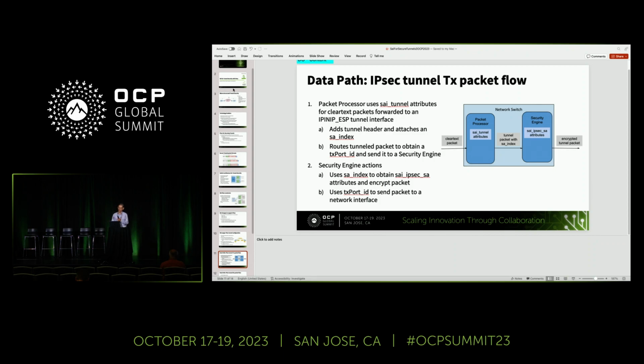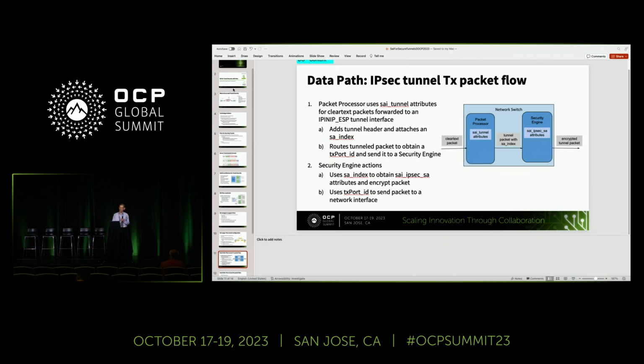exit the switch. Now, each transmit port ID is associated with a security engine, and so this directly maps to a security engine to send the packet to. So the hardware sends the packet to that security engine for further processing. The security engine uses the SA index to identify the security association that is programmed there with the SAI attributes, and then transforms the packet for encryption, preparing a full packet to go out, which is now a secure packet. And it uses the transmit port ID to send it out to the correct output port.